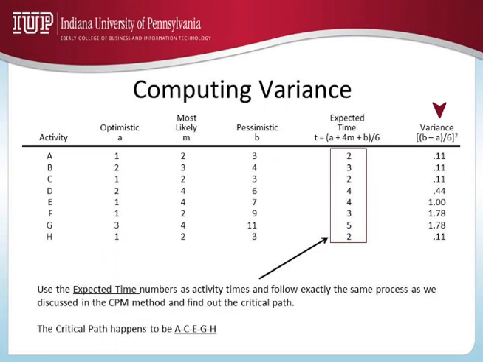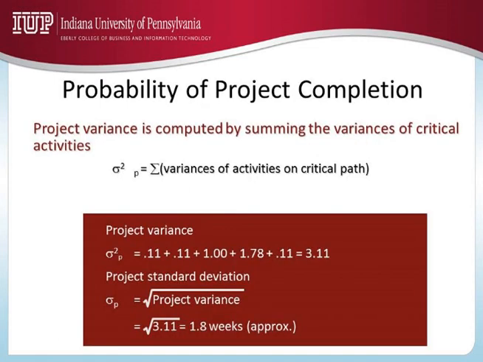So ACEGH, A, C, E, G, H: 0.11, 0.11, 1, 1.78, 0.11. Those are these numbers here. You add them up, you get 3.11. And you all know from basic statistics, standard deviation is the square root of project variance. So take the square root of 3.11 to get approximately 1.8 as the standard deviation of the project.